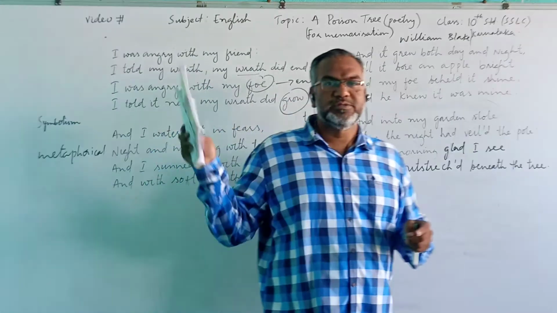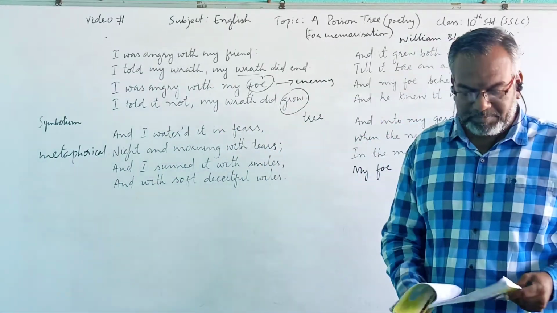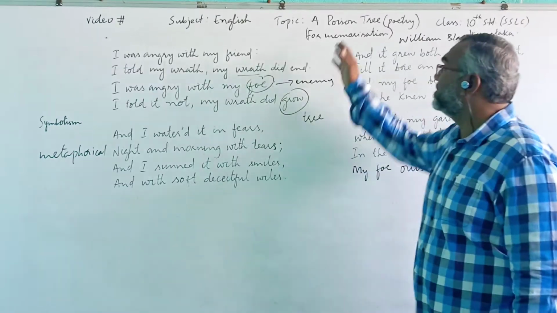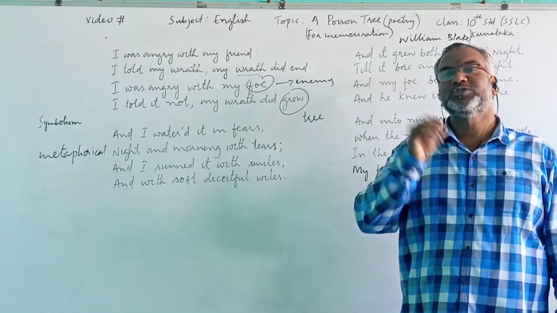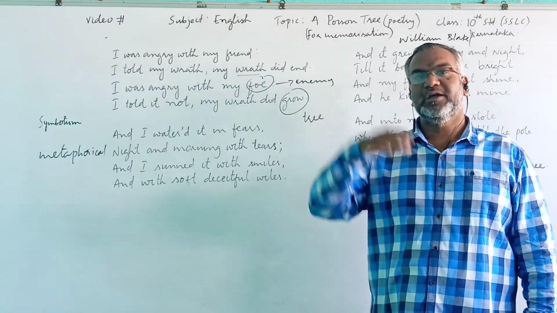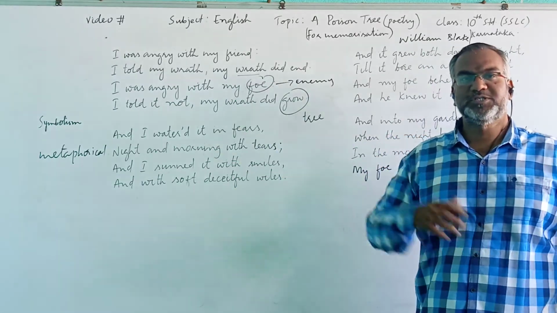So this is the poem A Poison Tree, written by William Blake. Hope you all understood, and I want you to read it from your reader, and you can search for some more explanation on the internet.